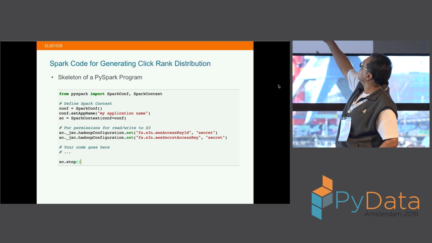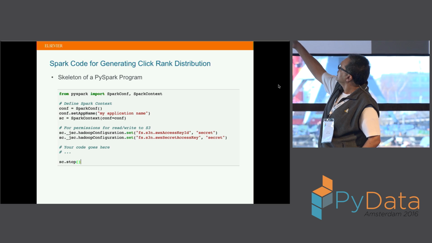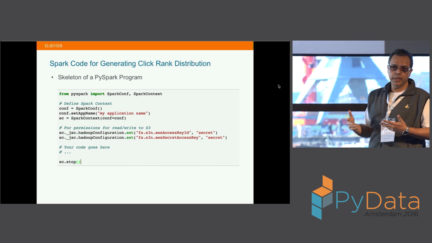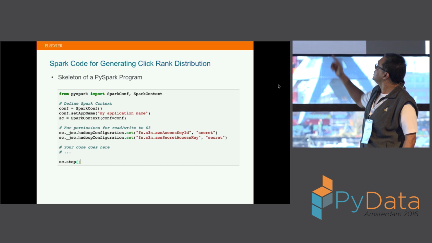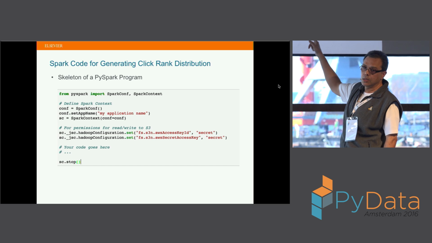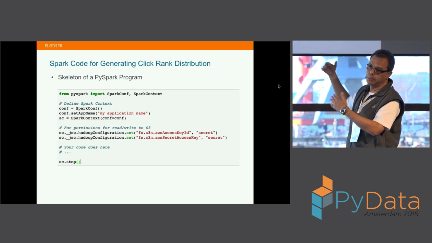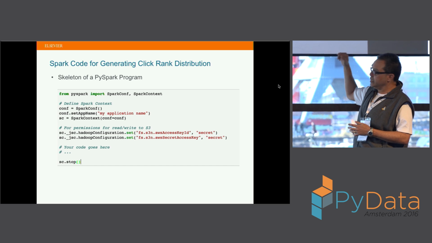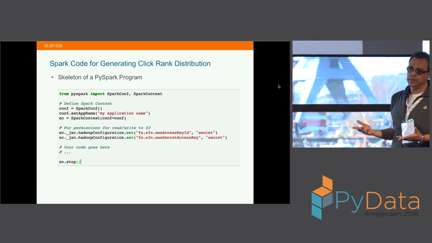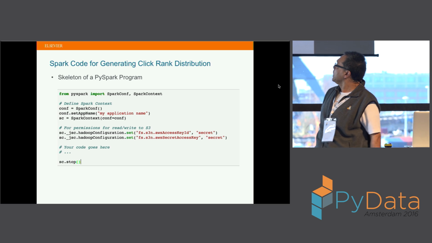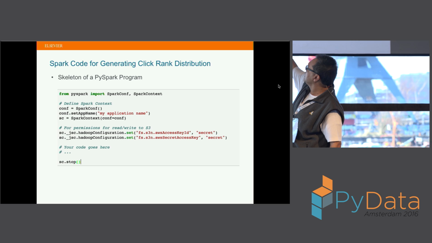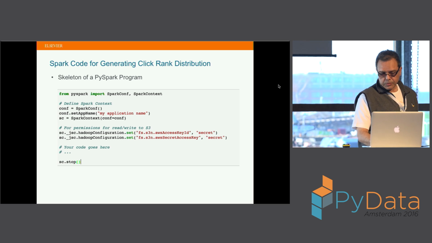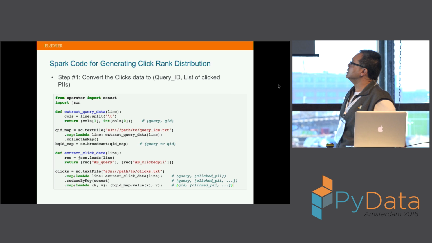And because I was reading and writing to S3, I needed to set my secret key and the access key. This apparently is now deprecated. There is another way to do it. I'm not sure how, but there is another way. It's not encouraged, but it still works. And finally, you put your code in here, and then you stop the context when you're done, right? Okay. So now let's go to the code.